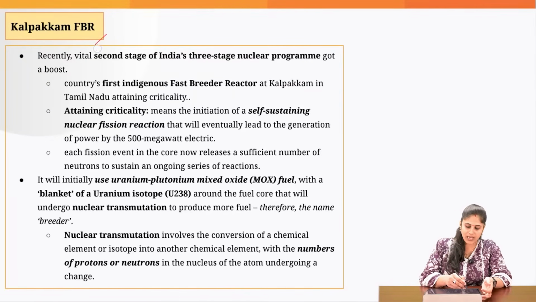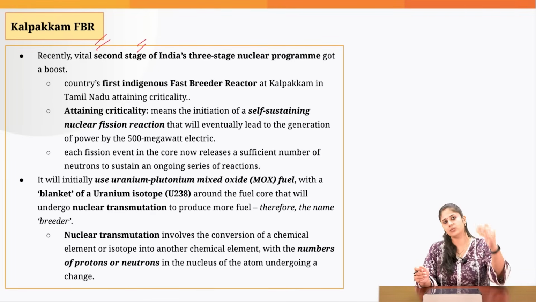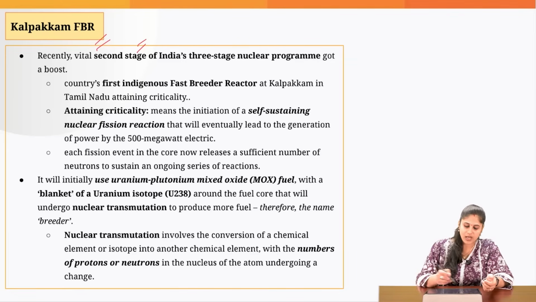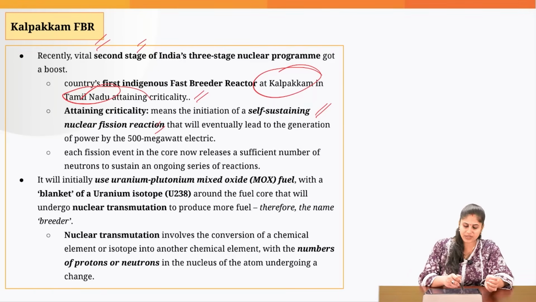Now, the Kalpakkam fast breeder reactor is India's second stage, because the fast breeder reactor is the second stage of the 3-stage nuclear power program. And the good news is we have attained criticality here, and this fast breeder reactor is located in Tamil Nadu. Criticality means that it is able to carry out a self-sustaining nuclear fission reaction.